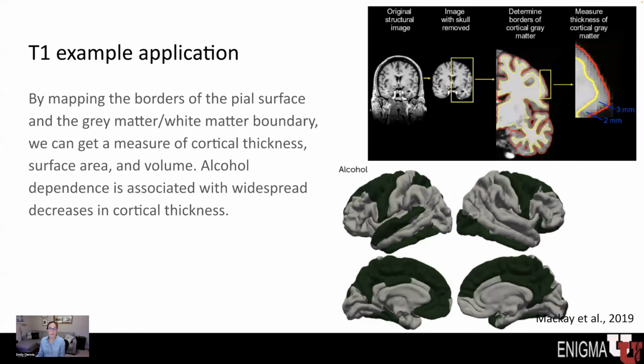So one example application here. One of the ways that we can measure the brain is we can extract what's called cortical thickness, or cortical surface area and volume. Those are 3 related metrics. And we do this by mapping the borders of the pial surface here in red and the gray matter and white matter boundary here in yellow. From this, we can get a measure of cortical thickness, and we can also extract surface area and volume. And one example application of this is this paper here, where they found that alcohol dependence was associated with widespread decreases in cortical thickness.